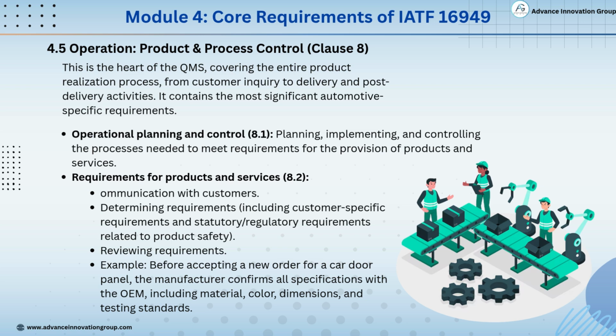Then, Clause 8.2 covers requirements for products and services. This includes proper communication with customers, understanding and documenting customer-specific, statutory, and regulatory requirements, and reviewing those requirements thoroughly. Example: before accepting an order for a car door panel, the manufacturer must confirm all specs with the OEM, including the material, color, dimensions, and testing standards.